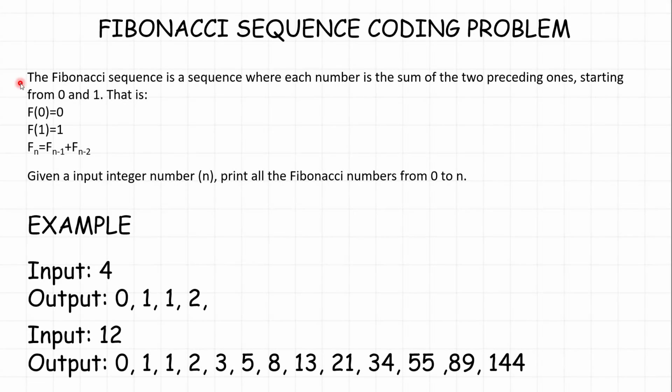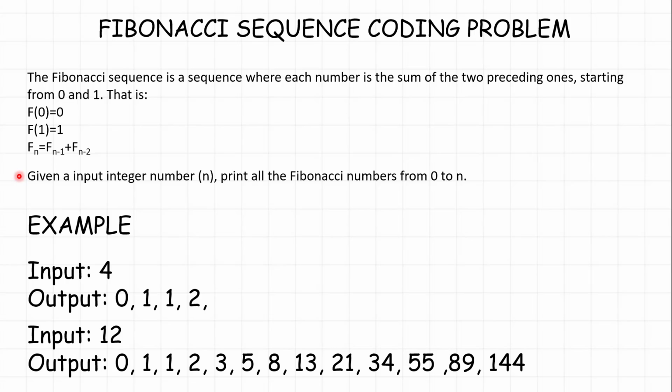The Fibonacci sequence is a sequence where each number is the sum of the two preceding ones, starting from 0 and 1. That is, function of 0 is 0, function of 1 is 1, and function of n is function of n minus 1 plus function of n minus 2. So the only known numbers are 0 and 1, and all others have to be calculated from them.